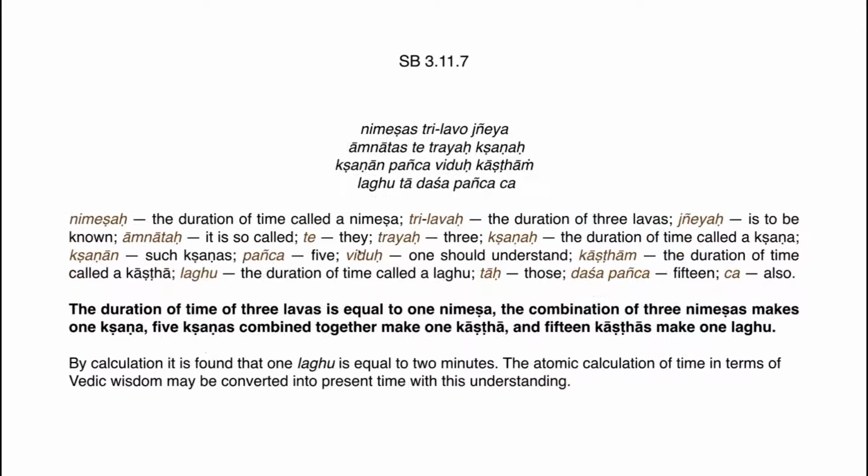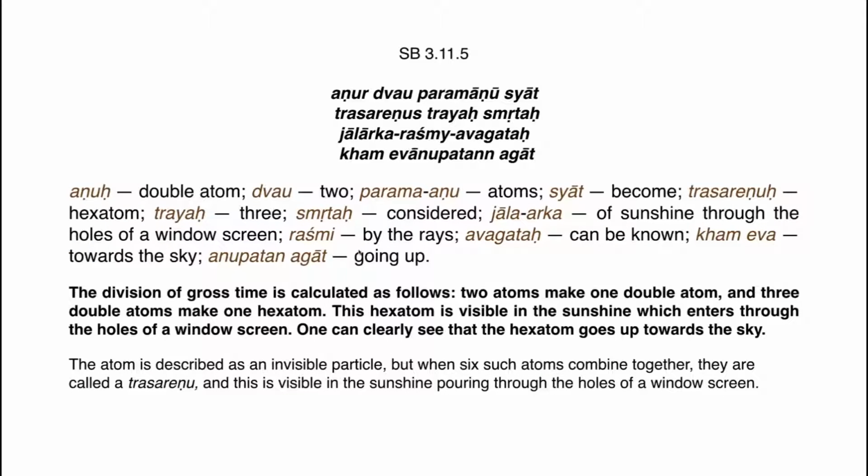So I'm sure everybody understood that, because you're all very intelligent. But anyway, we'll repeat. The division of gross time is calculated as follows. 2 atoms make 1 double atom, and 3 double atoms make 1 hexatom. This hexatom is visible in the sunshine, which enters through the holes of a window screen. One can clearly see that the hexatom goes up toward the sky.